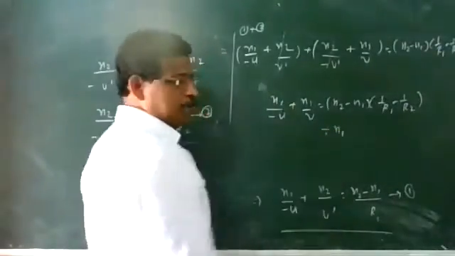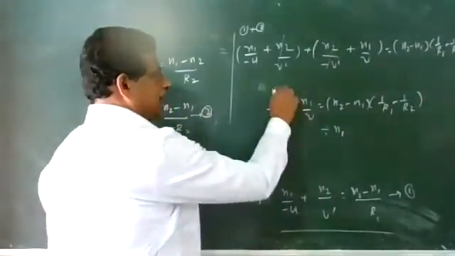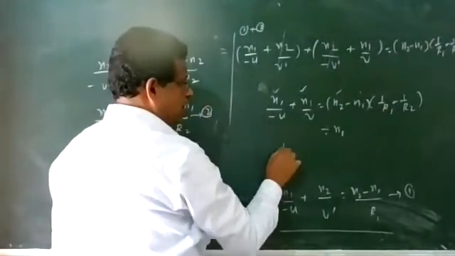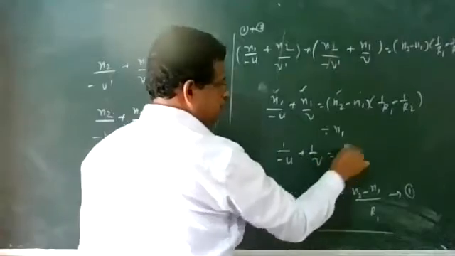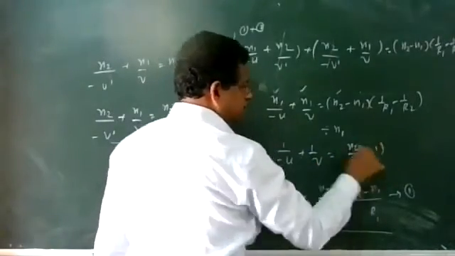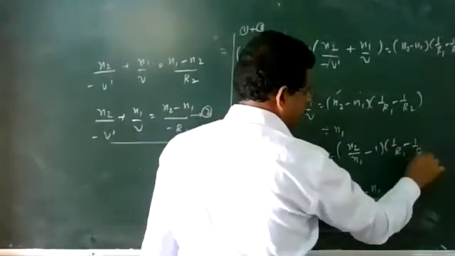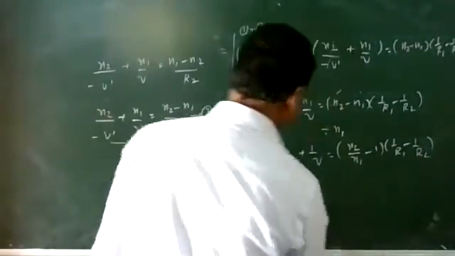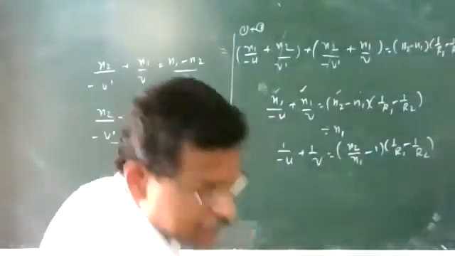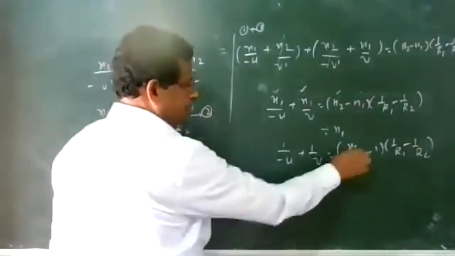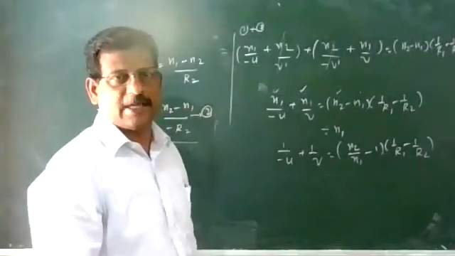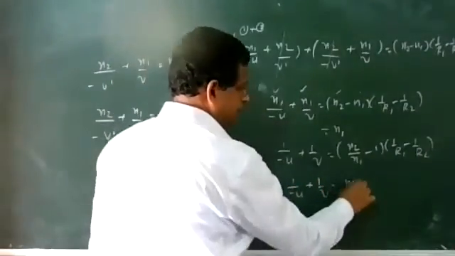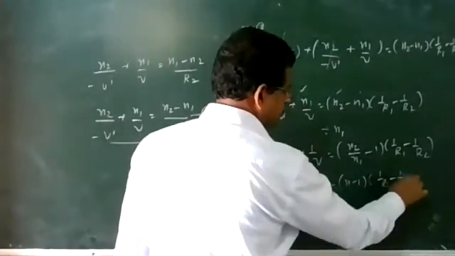Dividing throughout by n1, n1 cancels, and here it is n2 by n1. So 1 upon minus u plus 1 upon v is equal to n2 by n1 minus 1 into 1 by R1 minus 1 by R2. Yes, we have reached the final step. n2 by n1 is the refractive index of the lens with respect to the surrounding medium. So 1 upon minus u plus 1 upon v equal to n minus 1 into 1 by R1 minus 1 by R2.